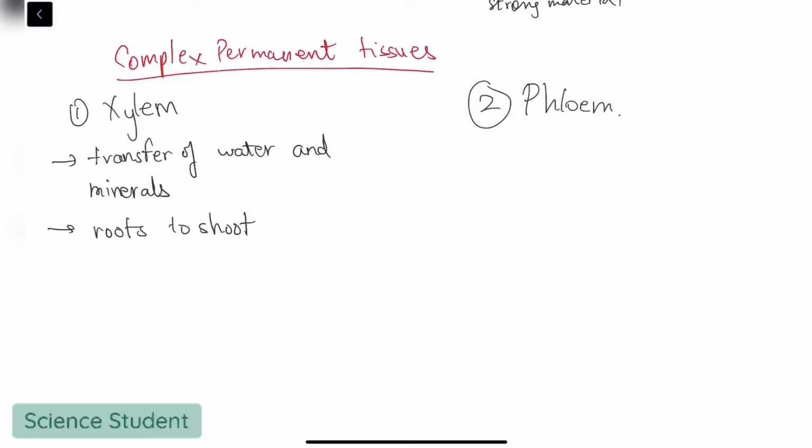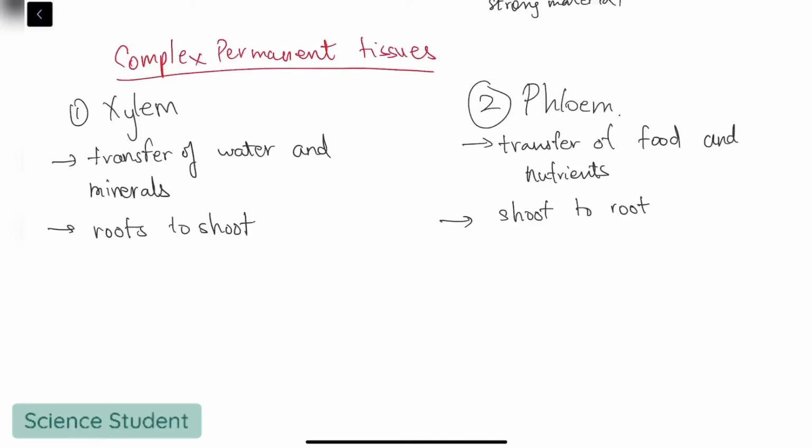Okay, phloem whereas helps in transfer of food and nutrients, and this occurs from shoot to root. Yes, so I'll make phloem with red color. Red color will represent phloem and blue color will represent xylem.